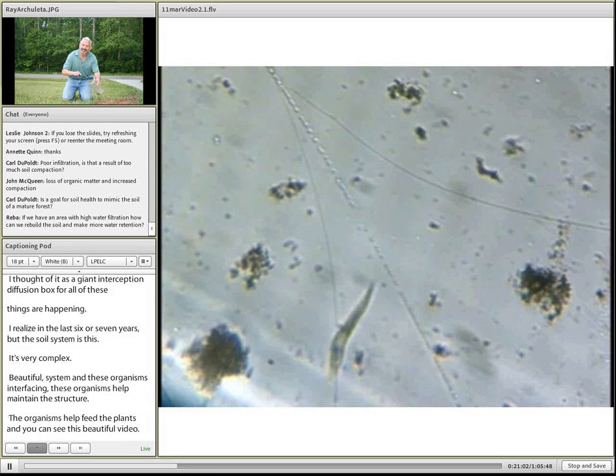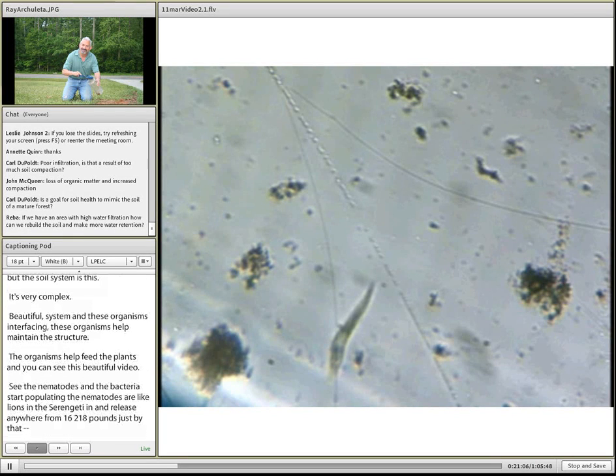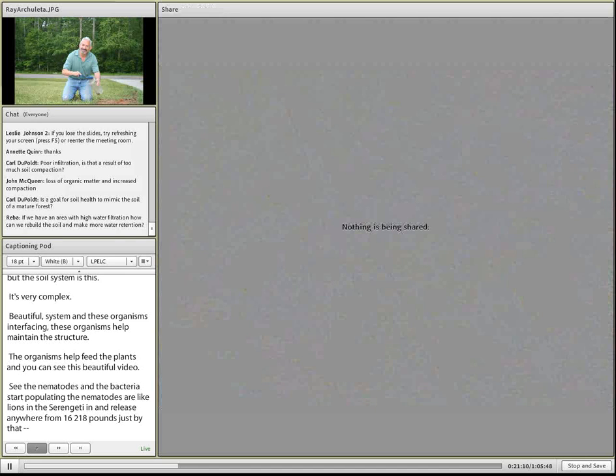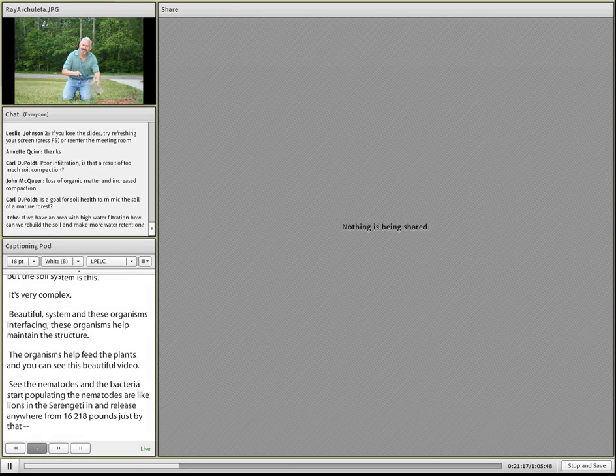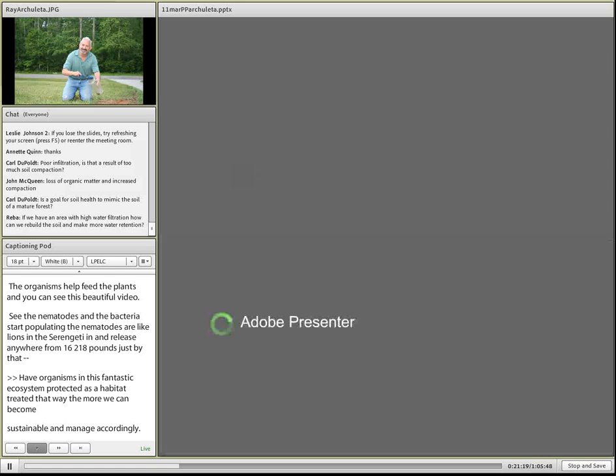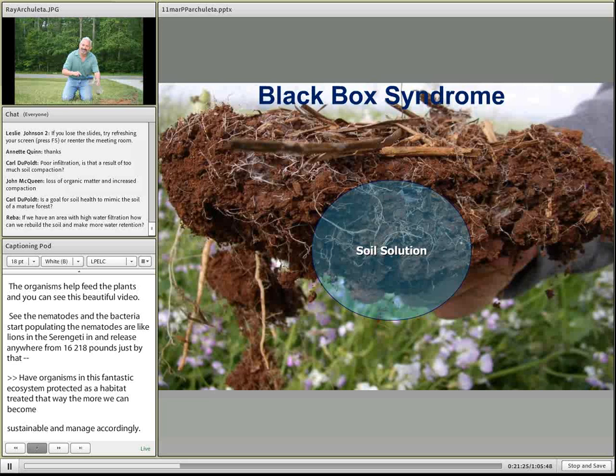The more we understand about this soil system, protect it as a habitat and treat it that way, the more we can become sustainable and manage more manure accordingly. Let's go to the next one, please, Leslie. Thank you. So now I don't have that mechanistic view of the soil system, but I view it as this beautiful, complex living system. And our landowners, when they see that video, they really appreciate that.